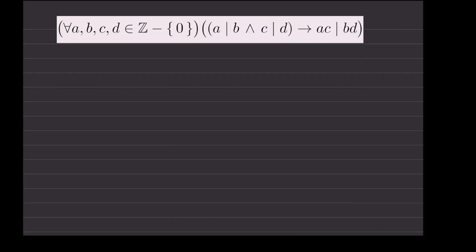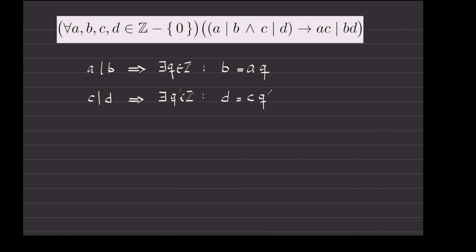Okay, so why is this true? Again, very simple. You tell me that a divides b, so this means that I am allowed to conclude the existence of a q in Z such that the number on the right is equal to the number on the left multiplied by that q. You also tell me that c divides d. This means that there exists an integer, which is probably not exactly the same as the integer before, so let me call it q prime, so that the number on the right is equal to the number on the left multiplied by that integer q prime.